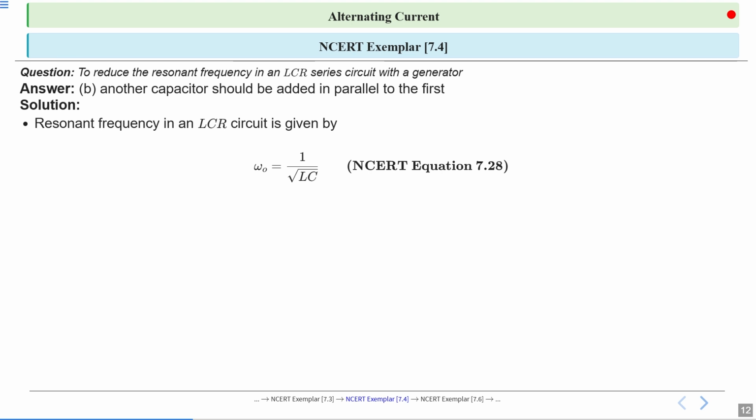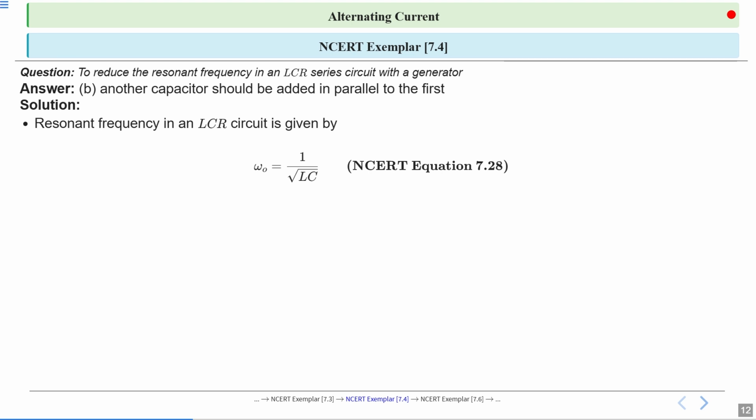If we are removing the dielectric from the capacitor, then capacitance will decrease and it will increase the frequency. So that option is incorrect. Also, if we are removing some core from the inductor, it will decrease its inductance, due to which resonant frequency will increase. It is also not matching what is asked in the question. Okay, so that option is also incorrect. Reducing the generator frequency is not a valid option.